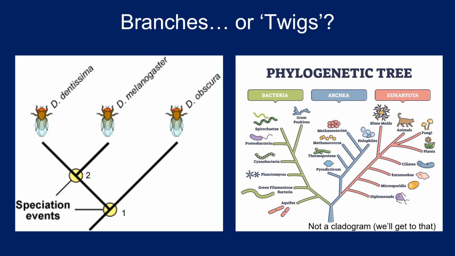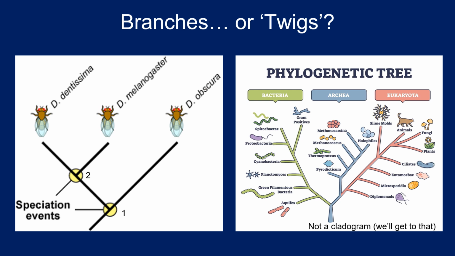So at node number 1, we had a population splitting into 2, and then one of those branches became Drosophila obscura. The other branch became the ancestor of Drosophila dentissima and Drosophila melanogaster. So at node 2, that's where those 2 species split. So you can see we can get a lot of information from this figure. We can start at the bottom, we can work our way up, and we're going forward in time. Or we can work the other way and we're going backwards in time.